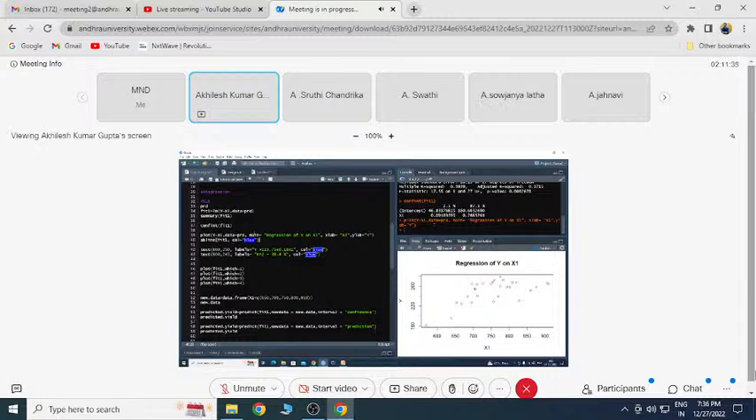So for that, our command is abline. You have to give your fitted model into abline, and you have to specify the color you want. I want blue, and this is my regression line. So this is how you can plot your regression line in R.